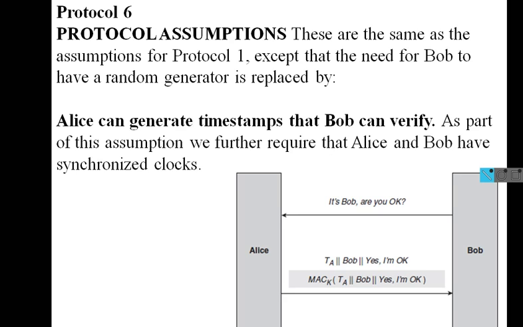And in protocol 6, these are the same as protocol 1, but here Bob having a random generator is replaced by Alice can generate a timestamp that Bob can verify. Then Alice sends a message with a timestamp and Bob can verify.